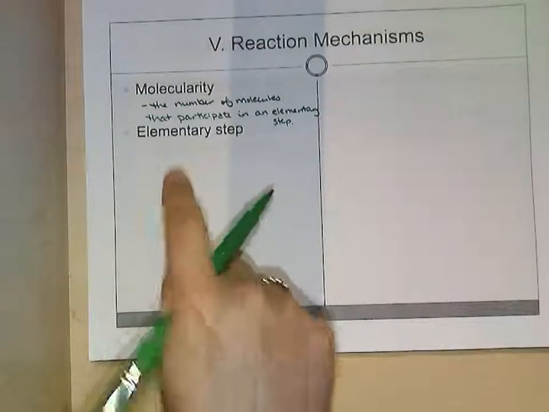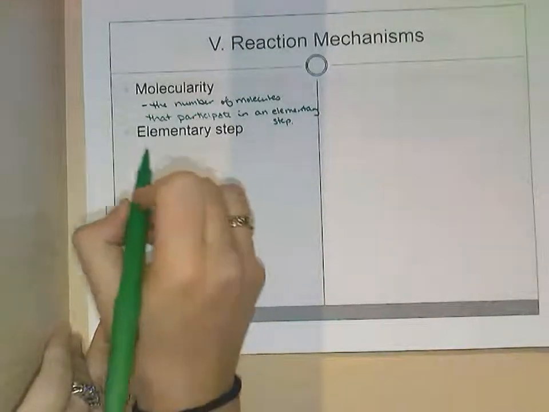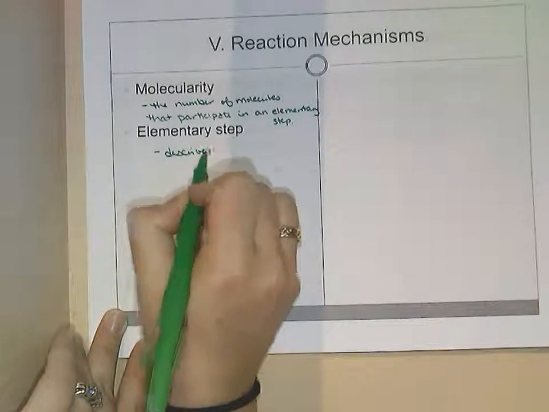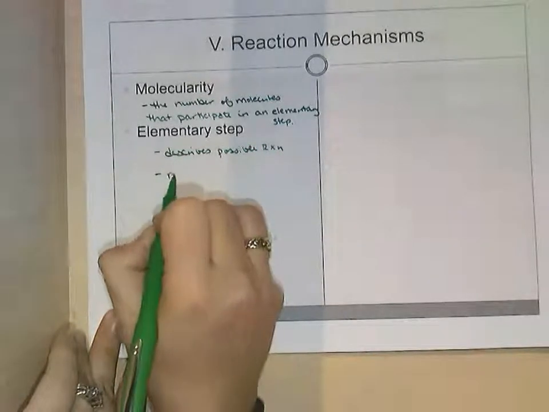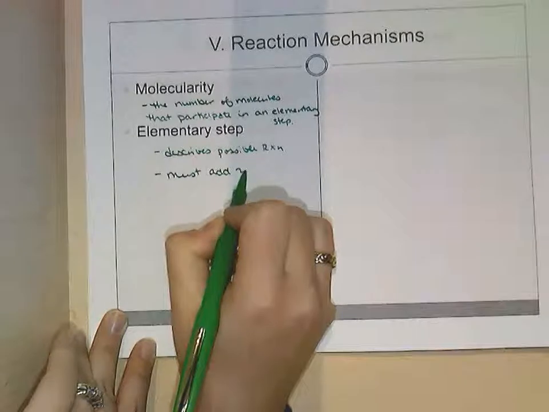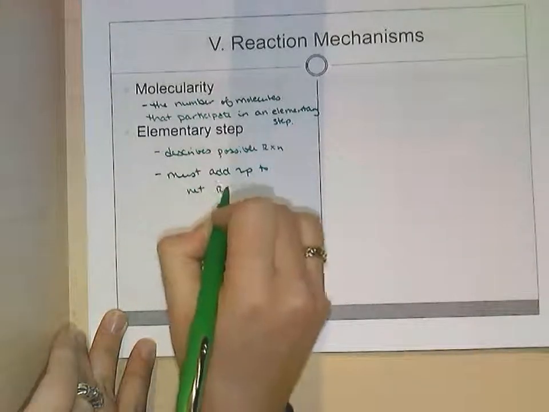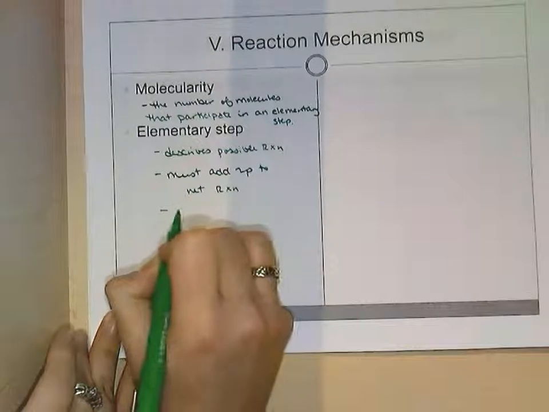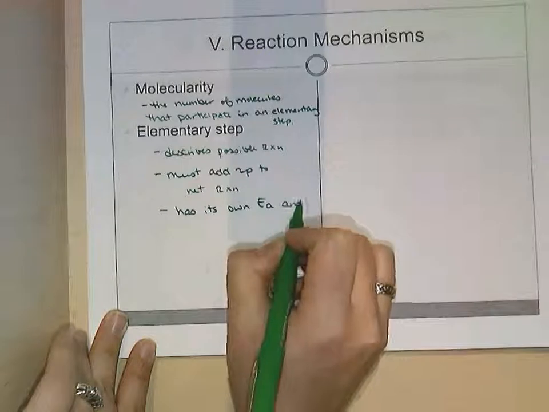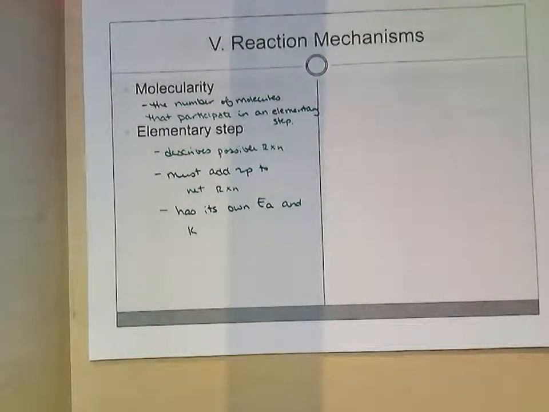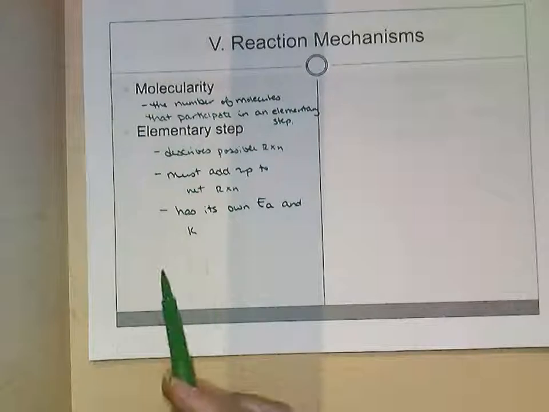An elementary step, which we defined on the other page, describes a possible reaction. The elementary steps have to add up to the net reaction, and each has its own EA and K, right, activation energy and its own rate constant. They add up to the net reaction.